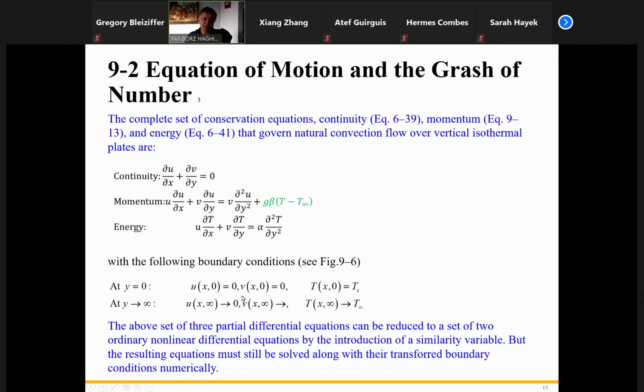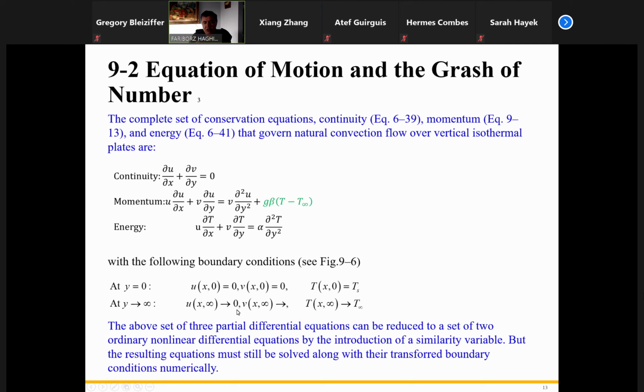And these are my boundary conditions. These are the boundary equations that I have. At x equals 0 and y, the temperature along the plate is Ts, okay? Outside it is T infinity, and the same thing for the velocity profile.